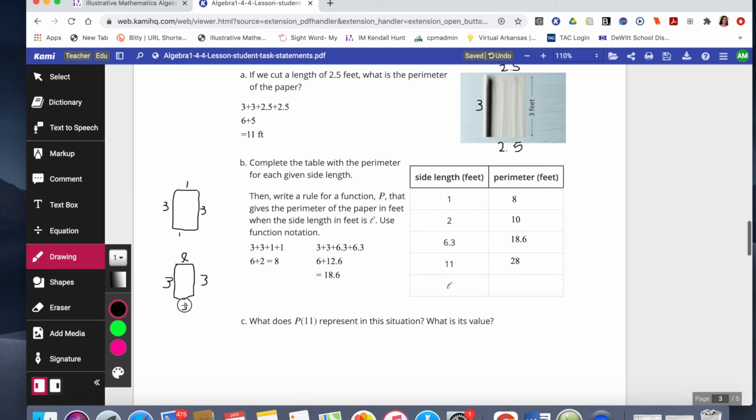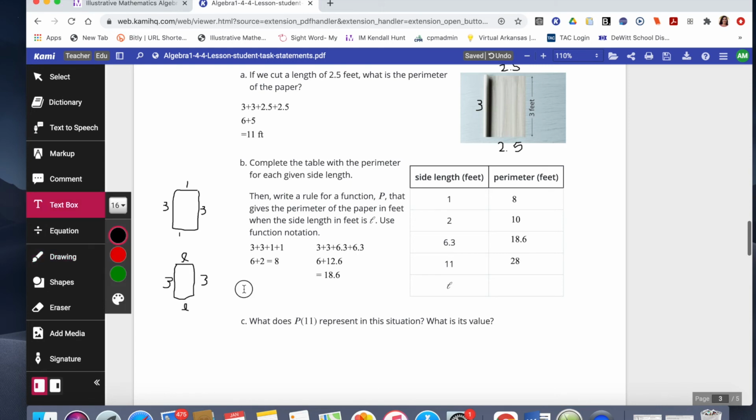Let's try that again. Okay, so we have 3 plus 3 plus L plus L. I'm going to make that a cap. No, we'll just do L plus L. Okay, so if we wanted to simplify this down, this would be 6 plus, and L plus L is the same thing as saying 2L. Not L squared, that's L times L. But L plus L is the same thing as saying 2L. So our rule here is 6 plus 2L.